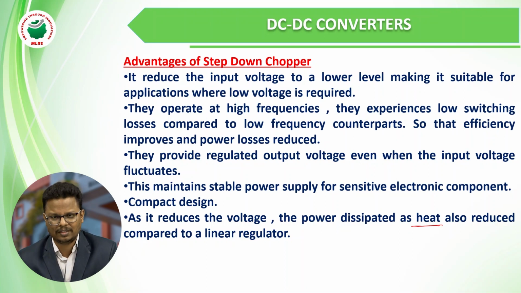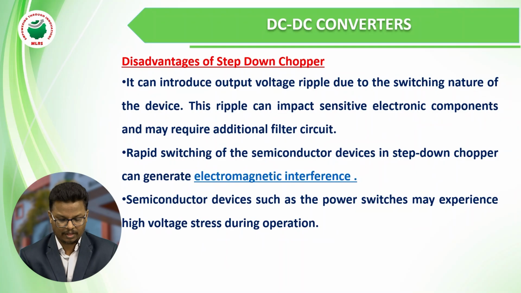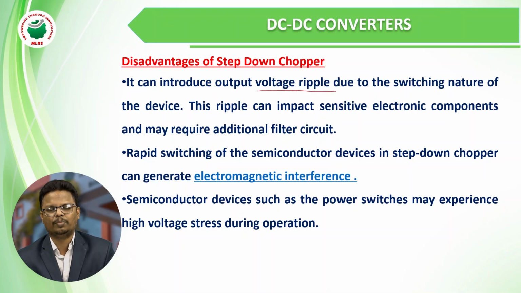We know every device has some drawbacks, so the step down chopper also has some disadvantages. It can introduce output voltage ripples due to the switching nature of the device. Voltage ripple is a problem in all power electronic devices. Why? Because while doing the switching operations, the ripples will be produced.